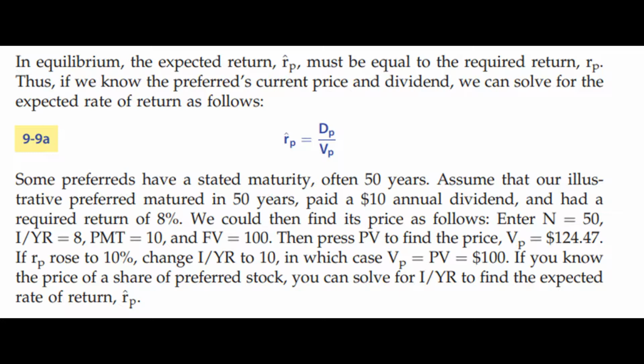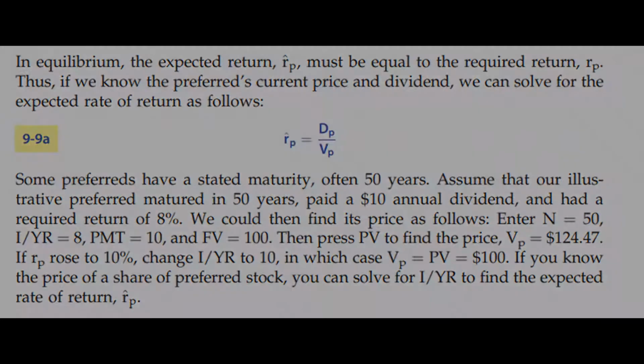Enter N equals 50, I/YR equals 8, PMT equals 10, and FV equals 100. Then press PV to find the price. VP equals $124.47. If RP rose to 10%, change I/YR to 10, in which case VP equals PV equals $100. If you know the price of a share of a preferred stock, you can solve for I/YR to find the expected rate of return, RP.